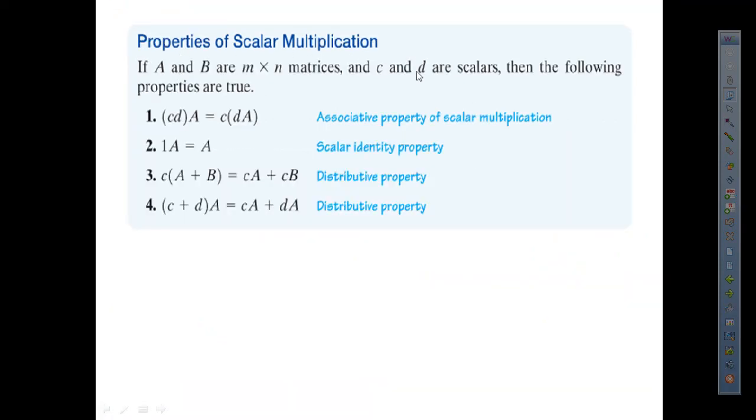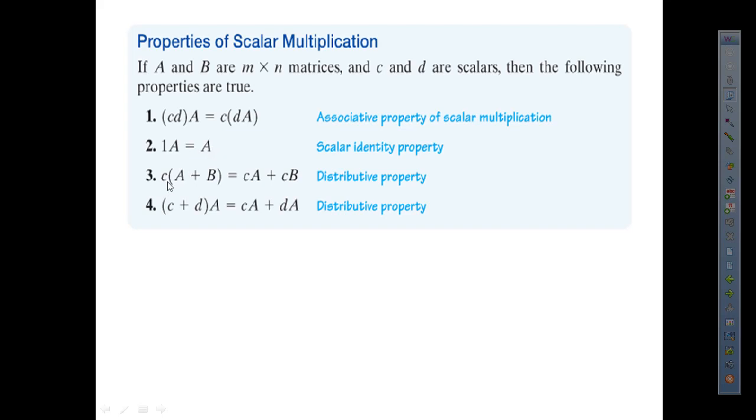Now, properties of scalar multiplication. If we have matrix A and matrix B, and they are m by n matrices, and C and D are scalars, then the following properties are true. We can multiply C times D and then multiply that times matrix A, or we can multiply the scalar D times A and then multiply that resulting matrix times C. In other words, it doesn't matter how we associate that multiplication. The scalar of 1 times any matrix is just going to be itself.